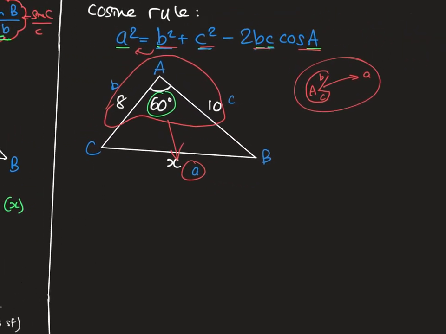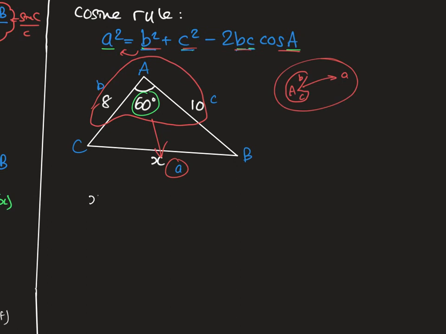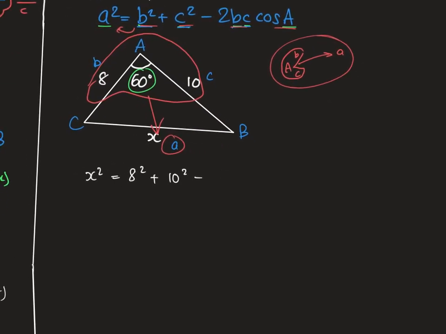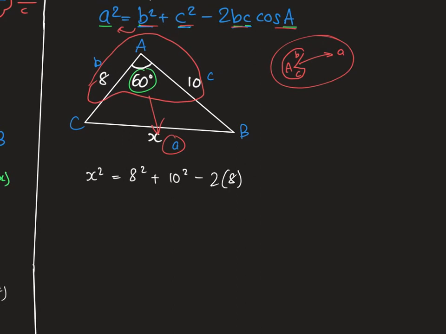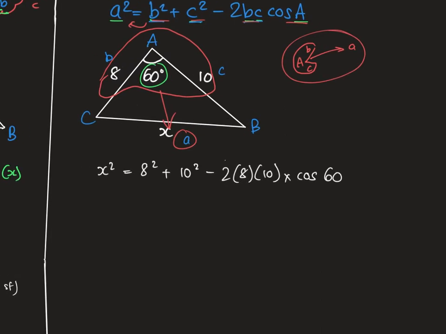Right, so let's put those values in. My a squared, I don't know, is my x squared. My b squared will be 8 squared. My c is 10, so that's 10 squared, minus 2 lots of 8 times 10 times cos 60. Very often I think it's useful to put brackets around this entire part because some people end up simplifying this first part and forget that there is a multiplication between it and the cos 60.